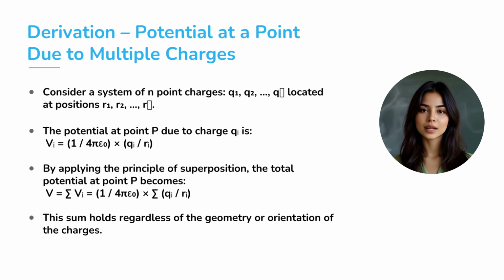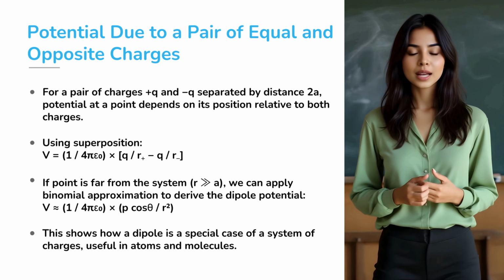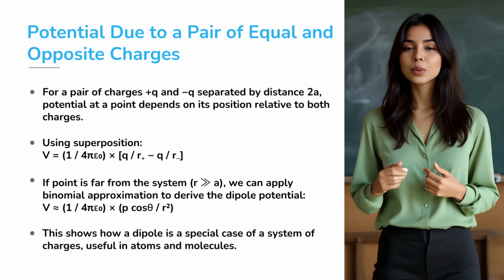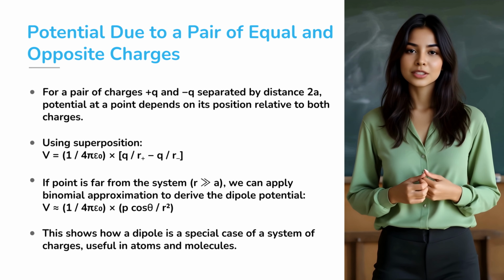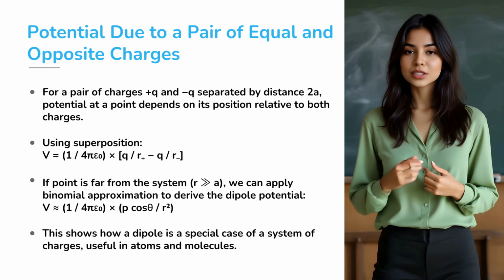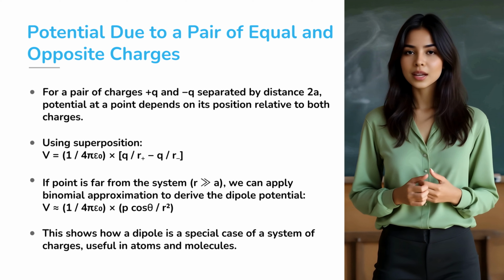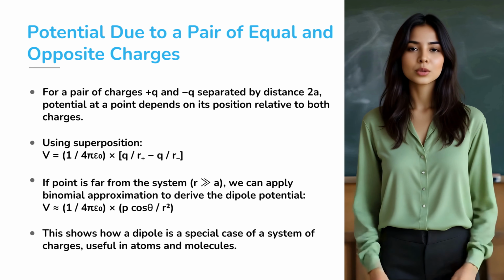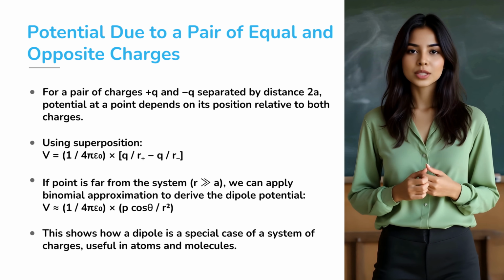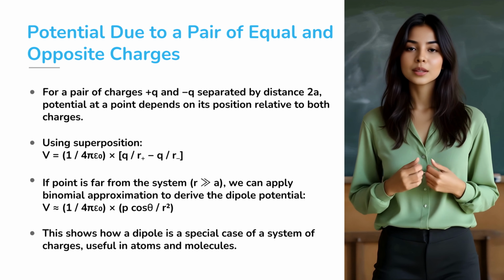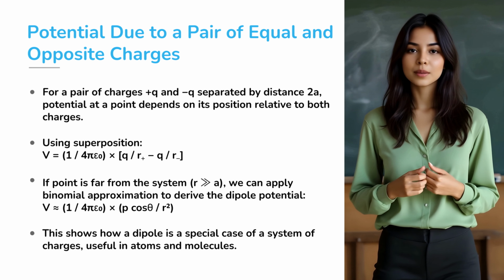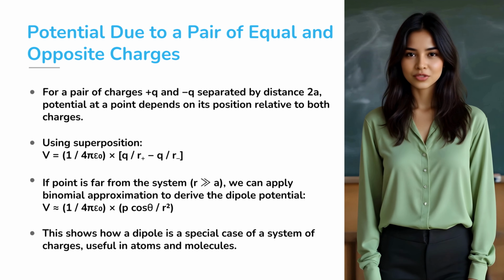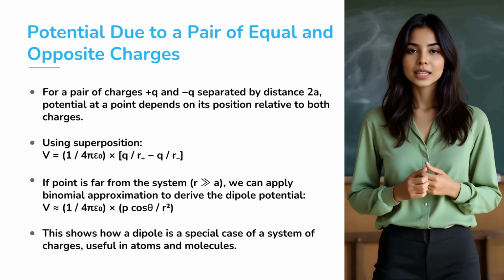What's beautiful about this is it doesn't matter where those charges are placed in space or whether they are positive or negative. You simply plug in the distances and signs and sum the results. Let's take a special case, a classic configuration known as a dipole. Suppose you have two charges plus Q and minus Q placed symmetrically along the x-axis, separated by a distance of 2a. Now we want to calculate the electric potential at a point P that lies somewhere in space. Using the same superposition idea, the potential at point P is V equals 1 by 4 pi epsilon naught multiplied by open bracket Q divided by R plus, minus Q divided by R minus, close bracket. Here, R plus is the distance from point P to the positive charge and R minus is the distance from point P to the negative charge.